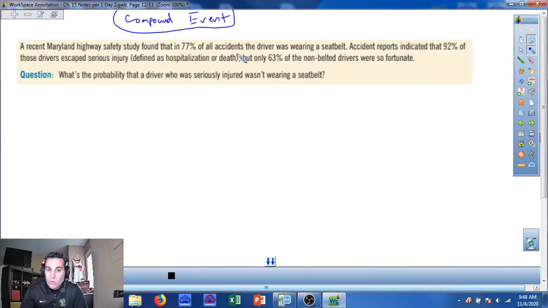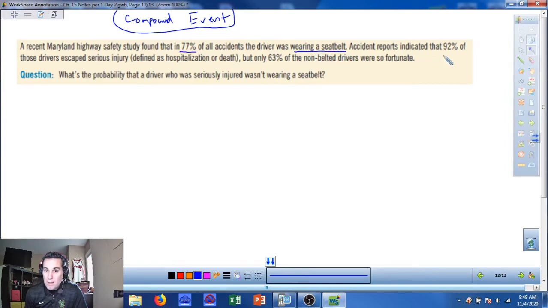So the new question today is this part right here you're going to see. A recent Maryland highway safety study said that in 77% of all accidents, the driver wore a seatbelt. Okay, 92% of accidents, they escaped serious injury, and 63% of non-belted drivers escape serious injury. So you need to realize that this is a tree diagram, not a Venn diagram.